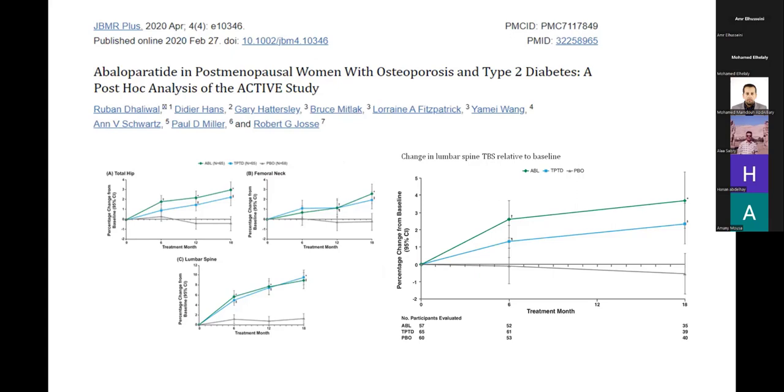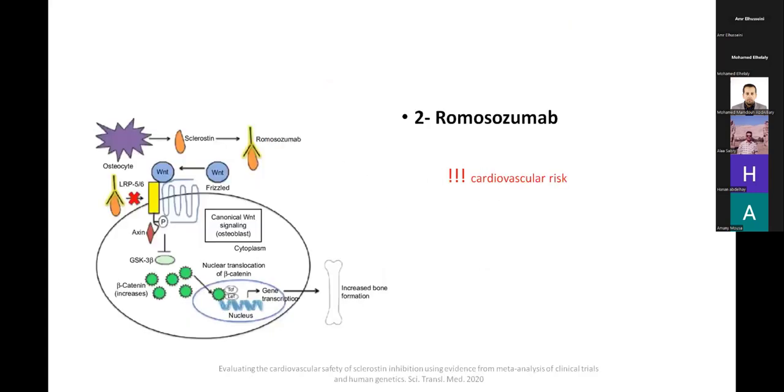For efficacy, it was found to increase the bone mineral density at all sites detected in this study. And rather than the density, it was found to increase the trabecular bone score, especially with abaloparatide compared to non-users and compared to teriparatide. So it has an impact on both bone density, bone quantity, and bone quality.